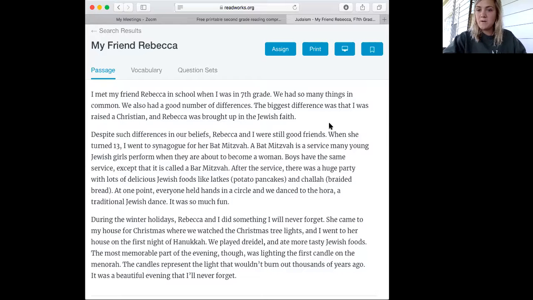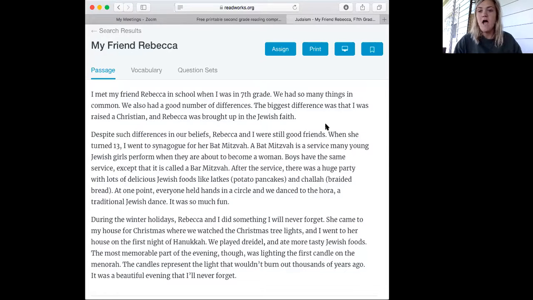Let's reread our first paragraph because we're going to be talking about the beginning of the story. I met my friend Rebecca in school when I was in 7th grade. We had so many things in common. We also had a good number of differences. The biggest difference was that I was raised a Christian and Rebecca was brought up in the Jewish faith.